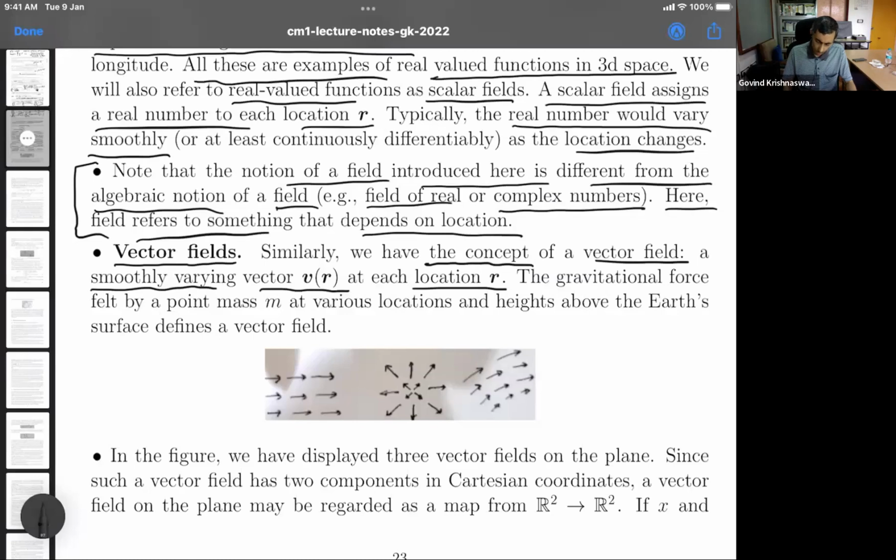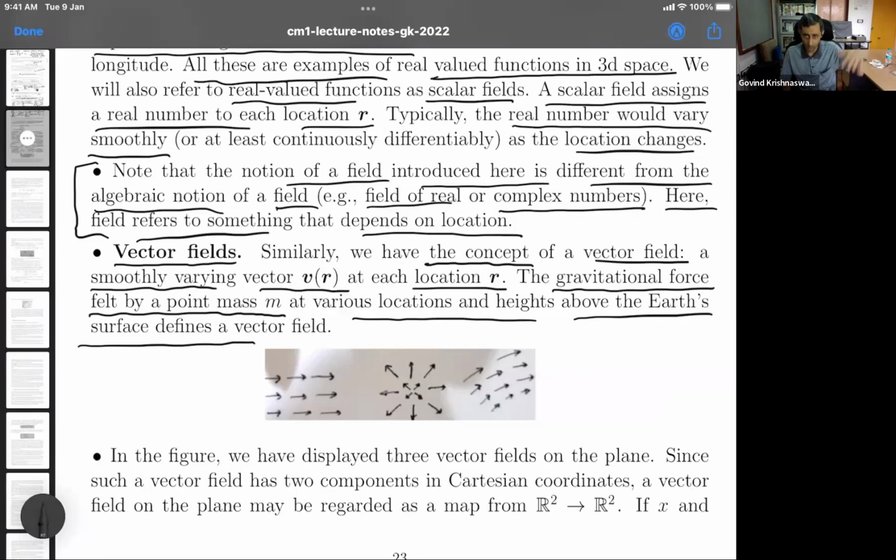Another nice example is the gravitational force felt by a point mass m at various locations and heights above the Earth's surface. At different heights above the Earth's surface, at different locations, you can consider the gravitational force felt by a point mass. Generally speaking, this force points downwards. The magnitude, of course, depends on location. The higher up you go, the force could be more.